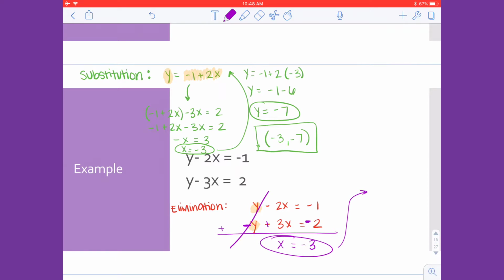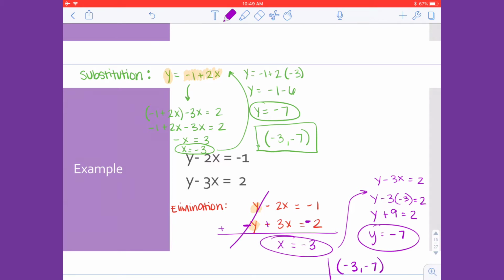Then I'm going to pick an equation, so maybe I pick y minus 3x equals 2, and I plug in my x value, and I'm going to solve. And I get negative 7. Notice that this is the same solution that I got when I did the substitution method as well.